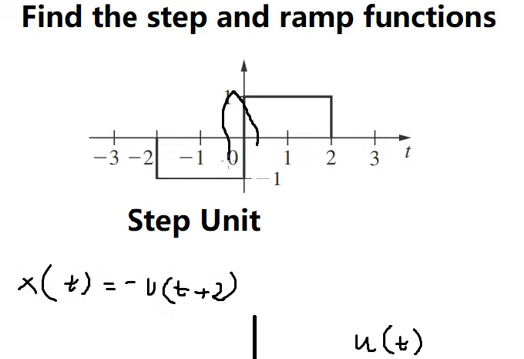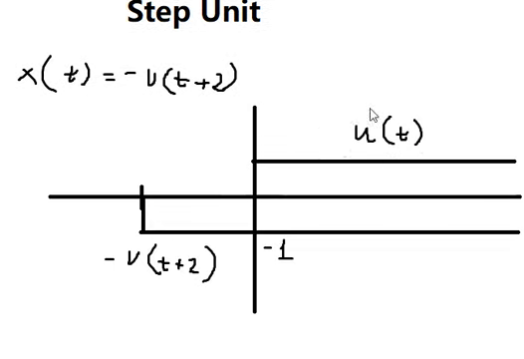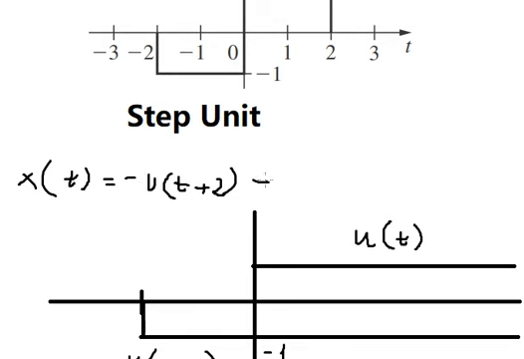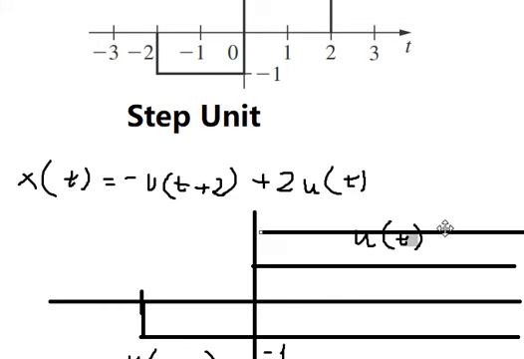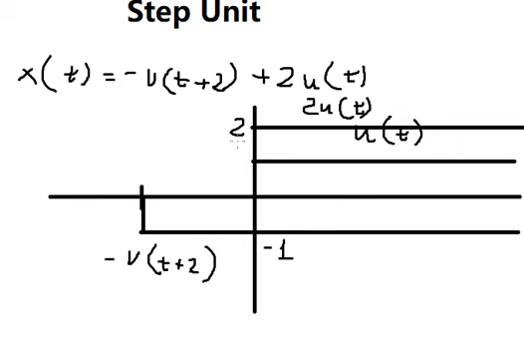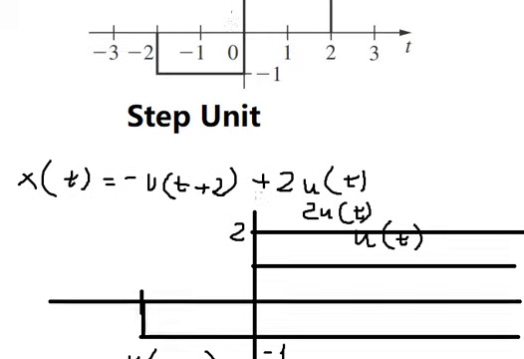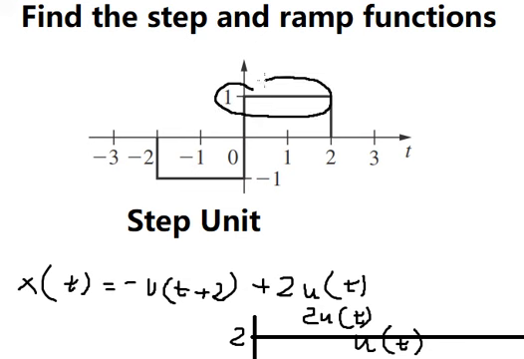At t equals 0, from negative 1, they will jump to positive 1. That means we have u(t) in here. So, to go from negative 1, we need to add 2u(t). So, 2u(t) should be in here. So, 2 plus negative 1, you get positive 1. That's why we have positive 1 in here.